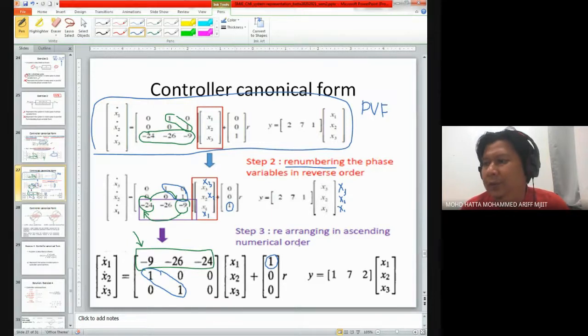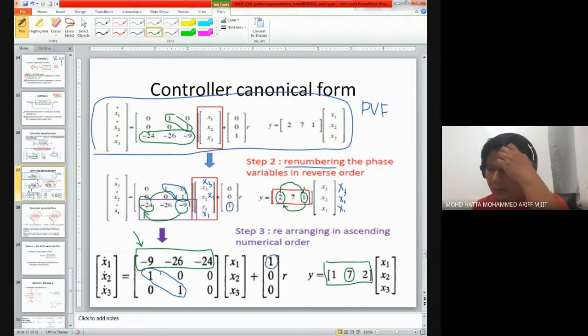For the output equation, originally we have 271 arranged in this manner. So we did the same, where we shuffle this element and put it at the right hand side, and this element is shuffled to the left hand side. So that's what we have over here. And of course, this 7 is still over here because it's in the middle.